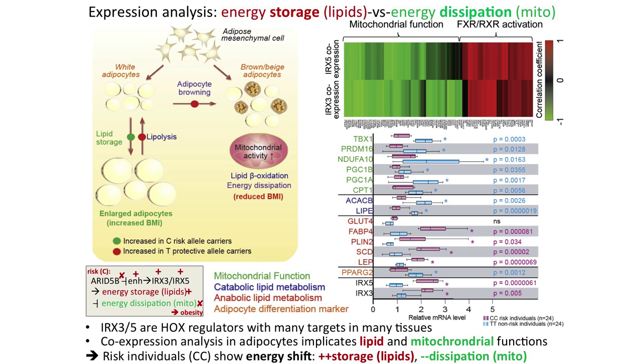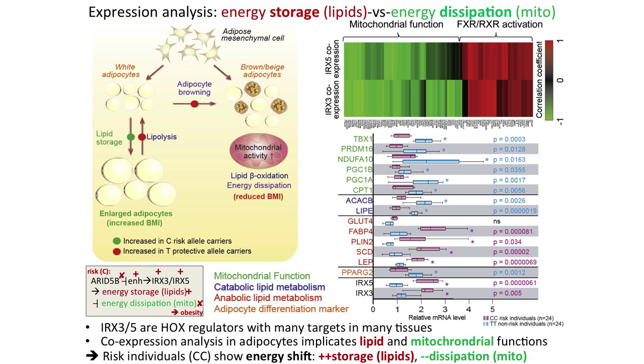So they seem to be sitting in this switch between energy uptake and energy dissipation. If you push this particular network in one direction, you're going to get increased adipocytes, increased lipid storage. If you push it in the other direction, you're going to get increased mitochondrial activity and reduced BMI.